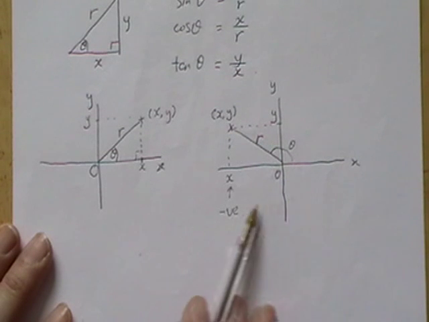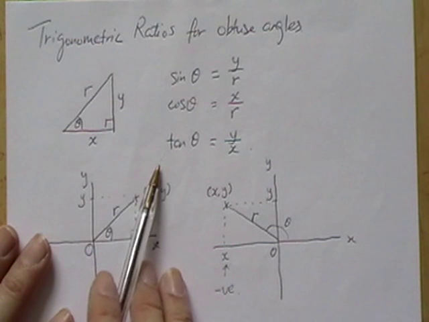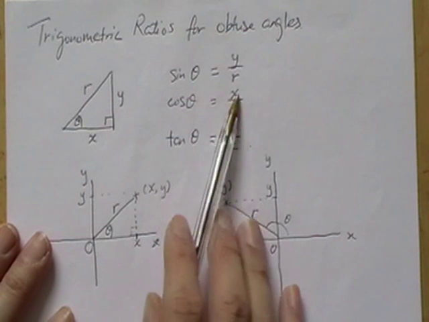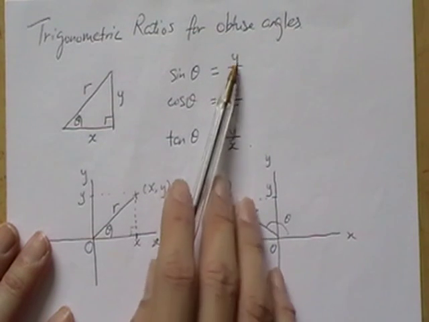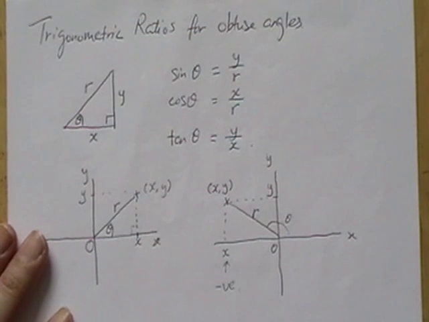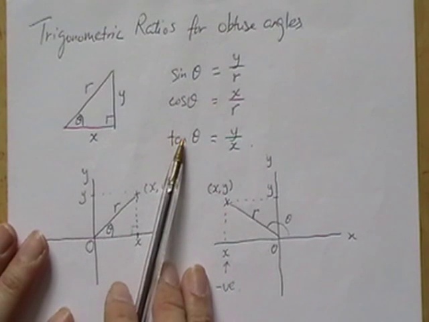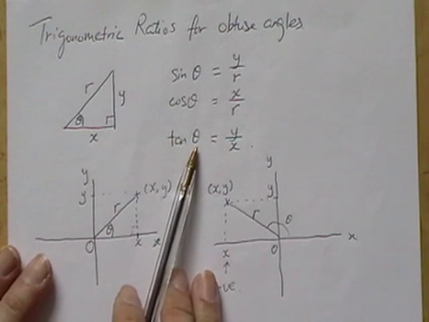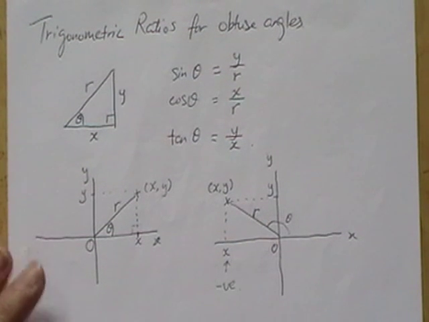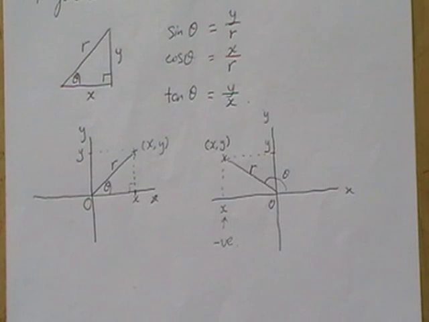Now if we look at this picture, I can then say that we can still make use of these relations, right? But we should now take the x and y as the coordinates of this point. So in this way, the trigonometric ratios can still have meaning even for obtuse angles.